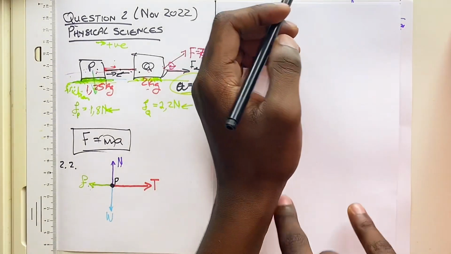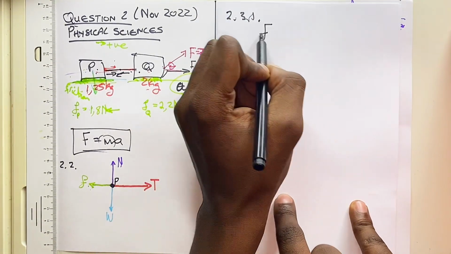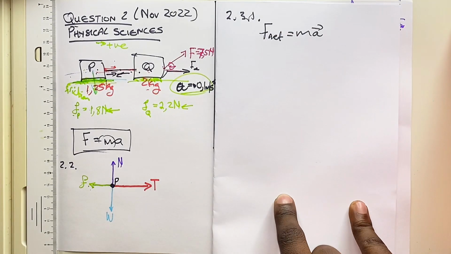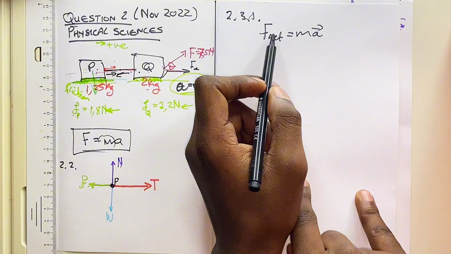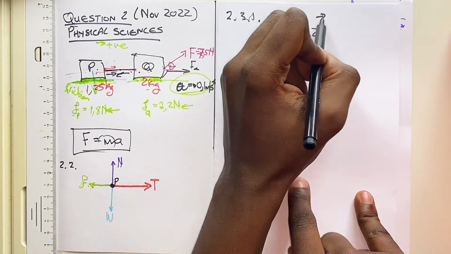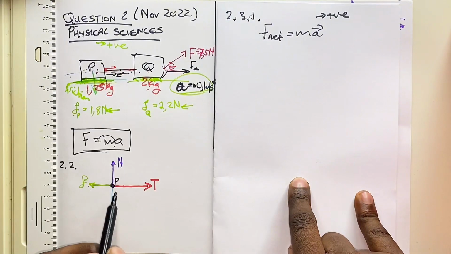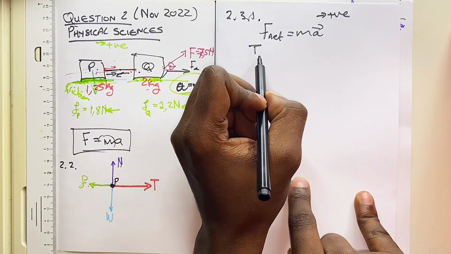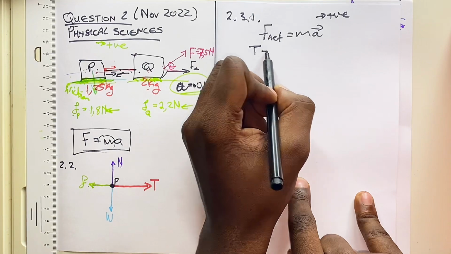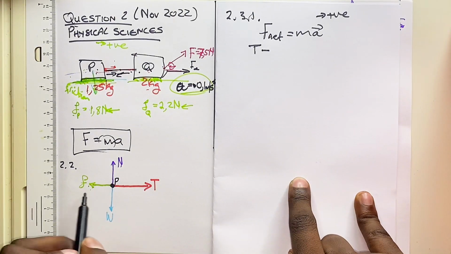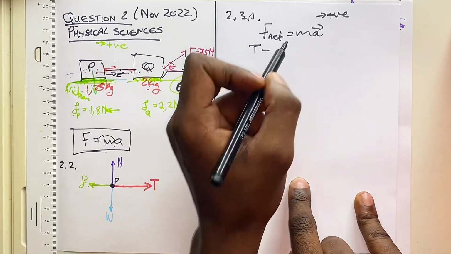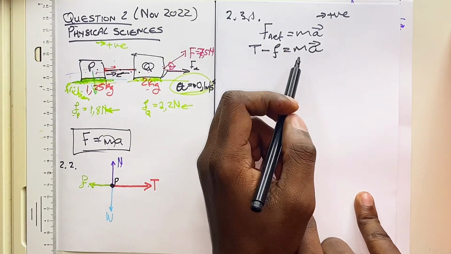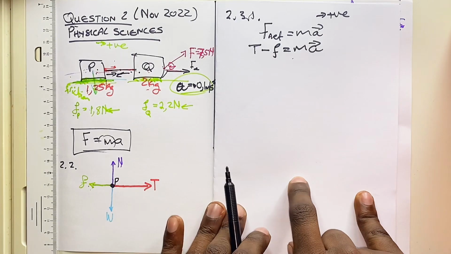Now from Newton's second law, F net is equal to ma. What is our F net? If we take right as positive, we know that our tension acts to the right, therefore our tension will be positive. Subtract friction, because it will be negative since it is acting to the left. That is equal to ma, where m is mass and a is acceleration.